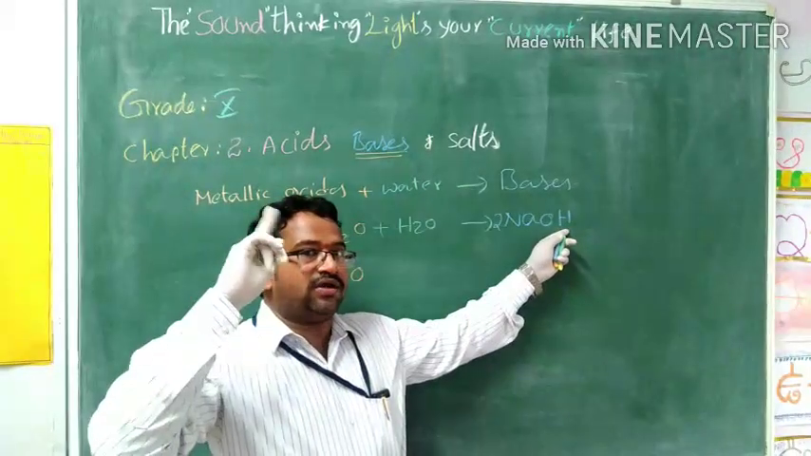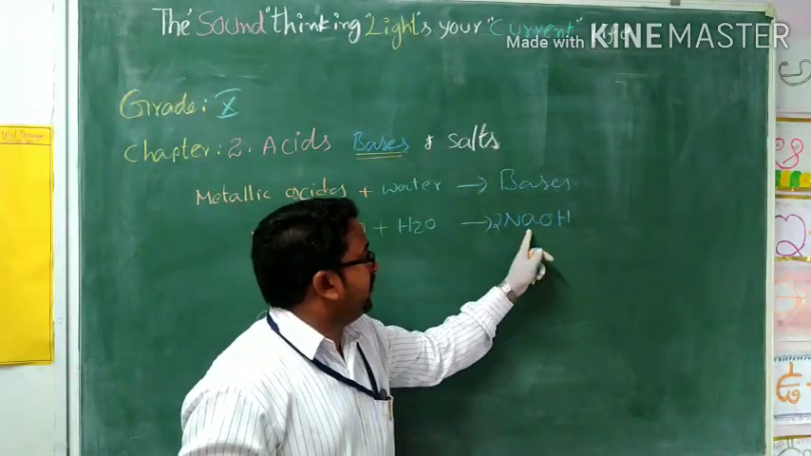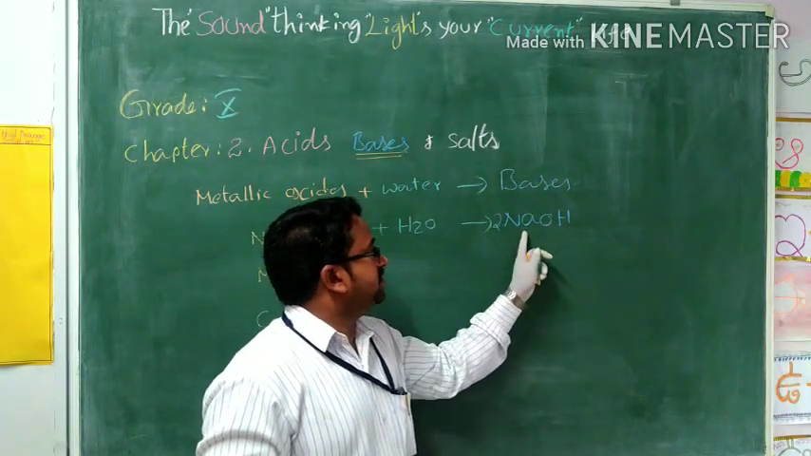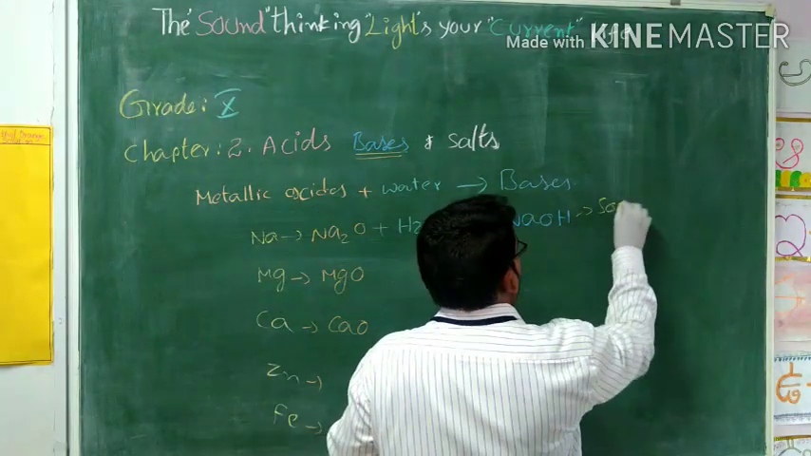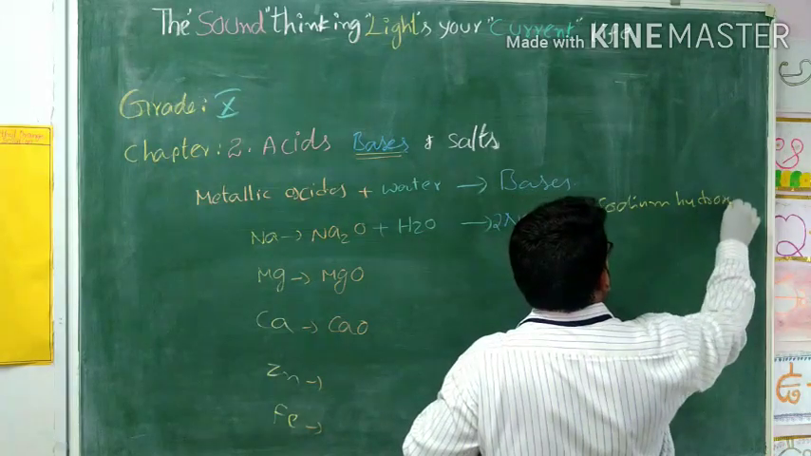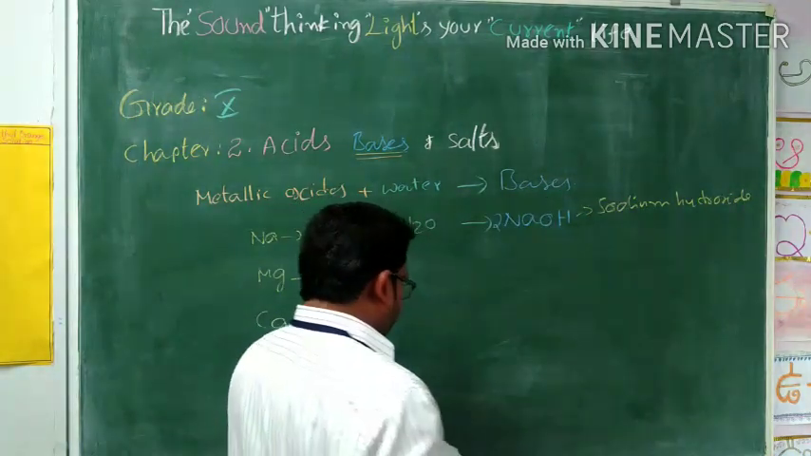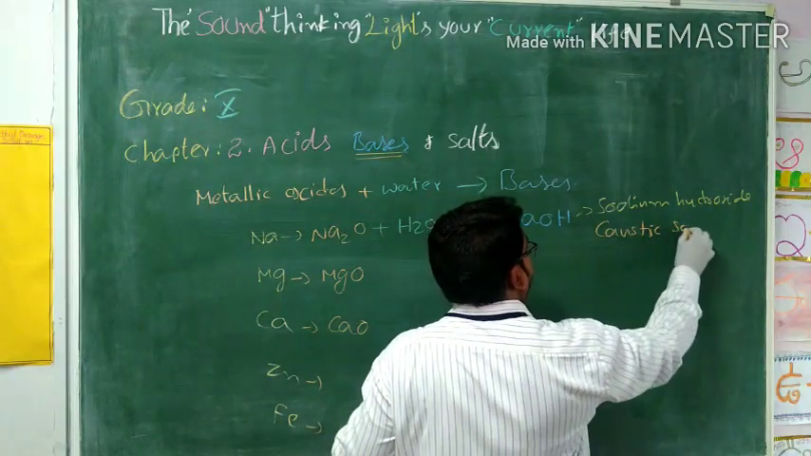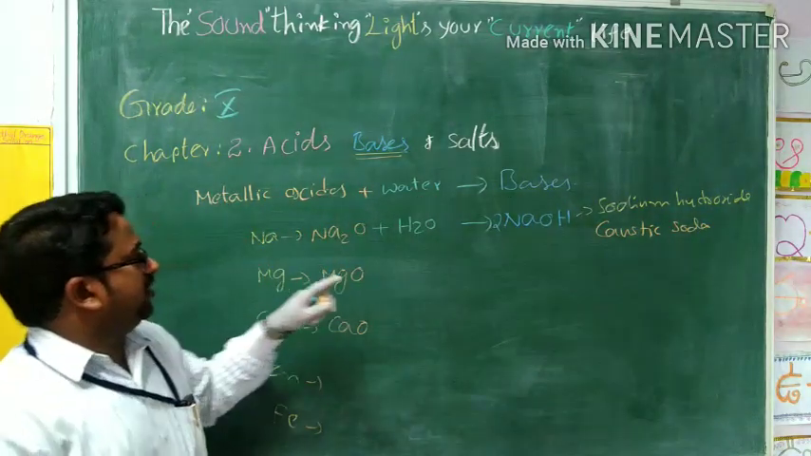When we were discussing the 12th chapter, I suddenly asked about this. OH is there with a metal. Sodium is a metal. OH. Sodium hydroxide is the chemical name, but there is a common name for it. That is what we call caustic soda. I think it is very clear to you.